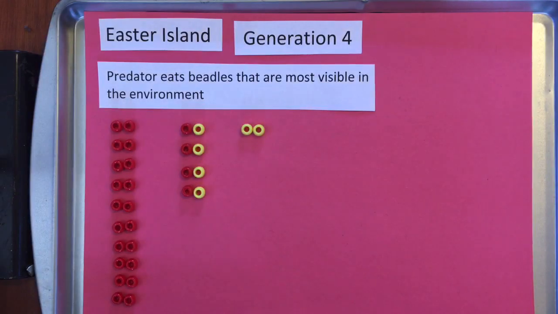When you've completed the data table for all 4 generations of beetles on Easter Island, follow the directions on the Easter Island assignment to create a graph of the allele frequencies over time and answer the analysis questions about what's happening on this island.